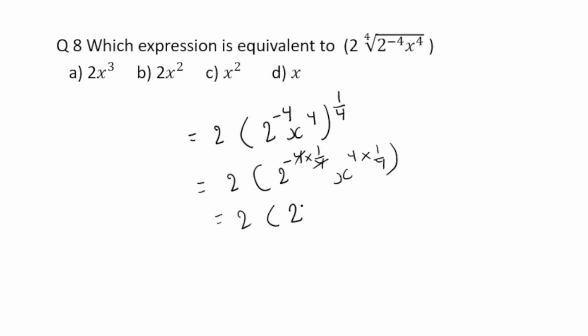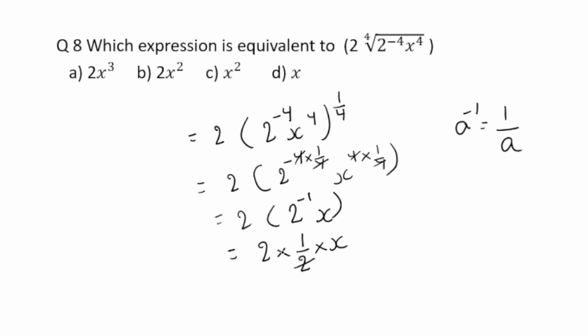This 4 cancels. 2 to the power minus 1, x to the power 1 means x. What we know is that a to the power minus 1 is the same as 1 over a. That means 2 to the power minus 1 is 1 over 2, multiplied by x. This 2 cancels, just x remains. That means option D, x.